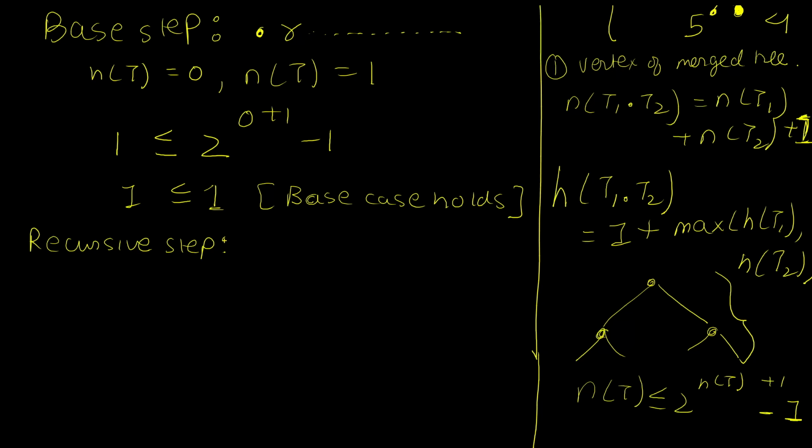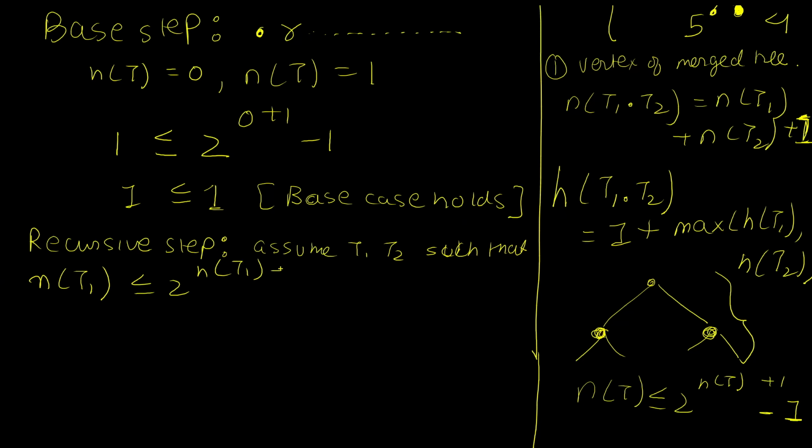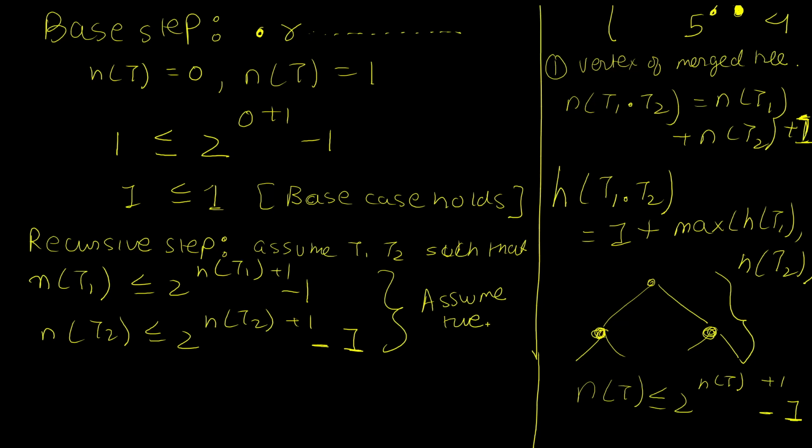Therefore, in the recursive step, I want to assume two trees that already have this property satisfied. So assume t1 and t2 such that the number of vertices in t1 is less than or equal to 2 raised to the power height of t1 plus 1 minus 1, and the same thing for t2. So we are assuming that this is true. And what do we need to prove again? Now if we merge these trees t1 and t2, and that will be equivalent to applying one more recursive step, this new tree will still respect the inequality. So let me show my proof now.